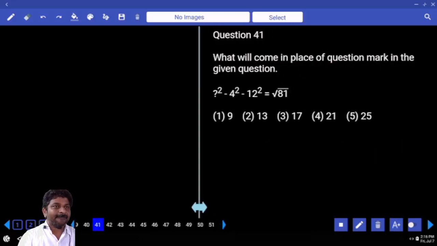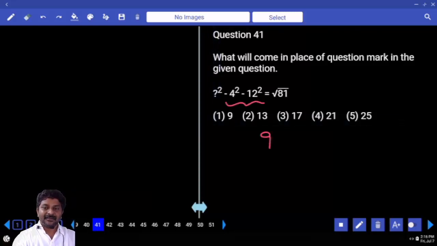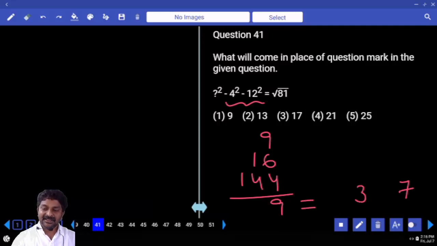We need to start this. Okay, call entry timer pettukondi. These two come to the right hand side. Right hand side already 9, 4 square, 12 square, number ends with 9, which square ends with 9? 3 or 7. If you add everything, that is 169, 13.